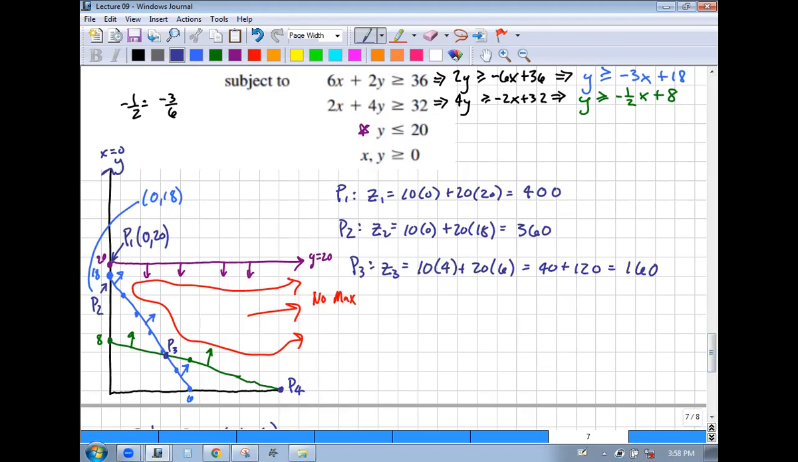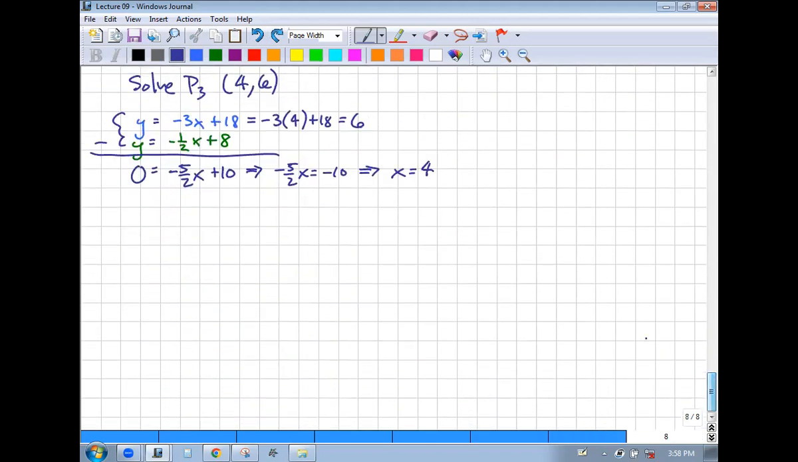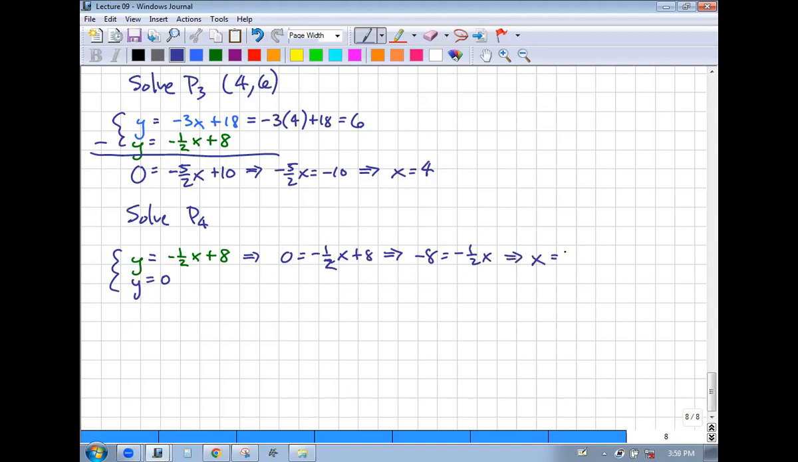P4. So this line right here is where the y value is 0, right? So we already know y is 0. So we just need to plug 0 for y into the green line. We have this line and this line, right? That's what we need to solve. Well, if y is 0, I just replace y with 0. I'd have 0 equals negative 1/2 x plus 8. So subtract 8 from both sides. And then multiply both sides by 2. So x is 16. We have 16, 0.